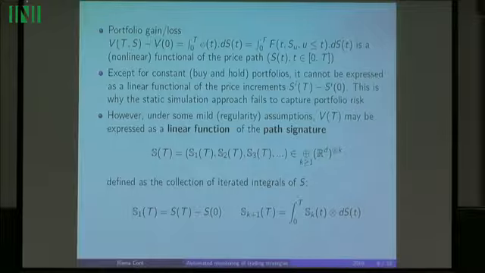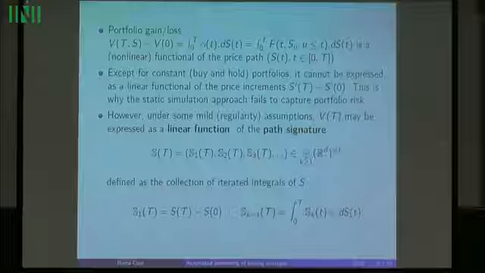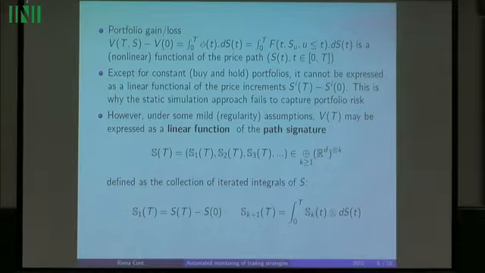So how are we going to do this? Well, an idea here is that, if you look at this portfolio gain and loss for a self-financing portfolio, it's actually an integral or a sum of the increments of the prices in the components of the portfolio multiplied by the number of shares. So it's an integral along this path. So it's completely determined by the price path.